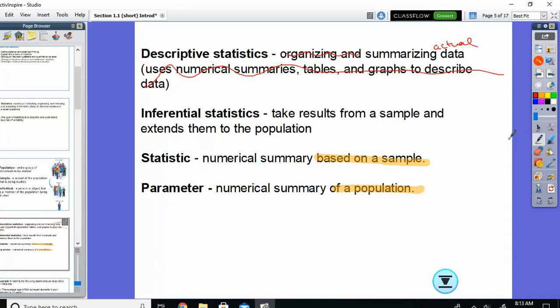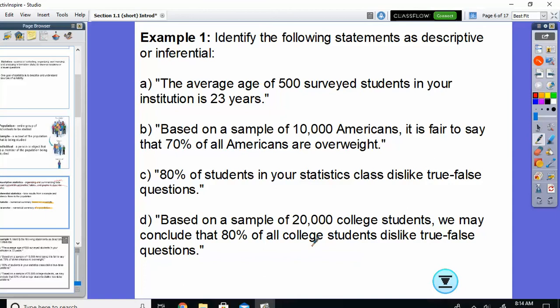So let's take a little break from writing definitions and practice applying these and looking at some scenarios. I know it's kind of annoying, but you're going to jump to the slides. These are our examples, so we're going to look at this first example together. Does everybody have all your definitions down? Okay, so we are going to identify the following as descriptive or inferential, so the two types of statistics.